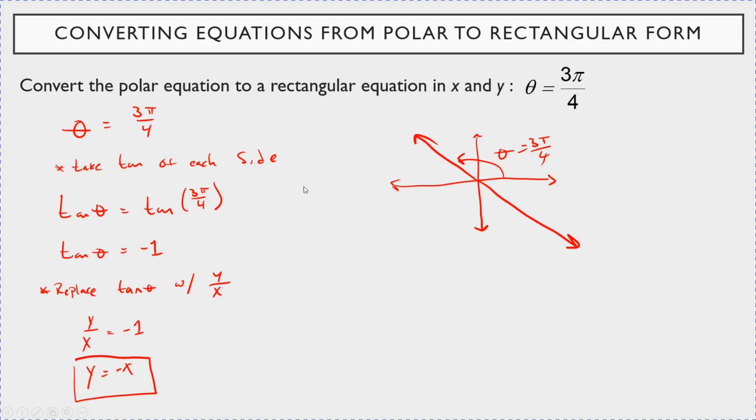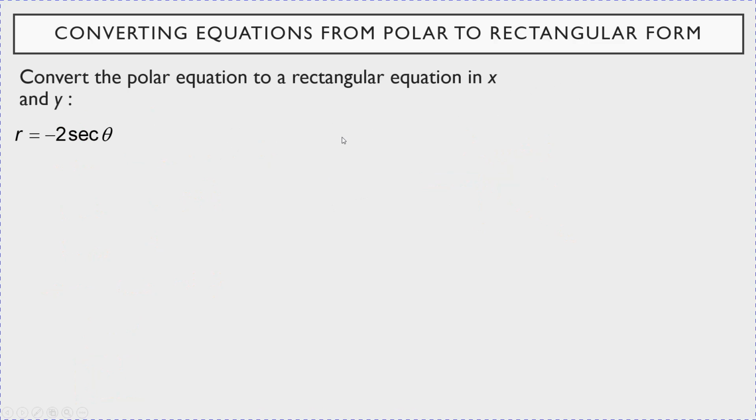All right, let's do this one. Convert the polar equation to a rectangular equation in x and y. So here's where you're going to need an identity. All right, r is equal to -2 secant of theta. Well, what is secant, right? Secant is 1 over cosine. So r is equal to -2 over cosine of theta.